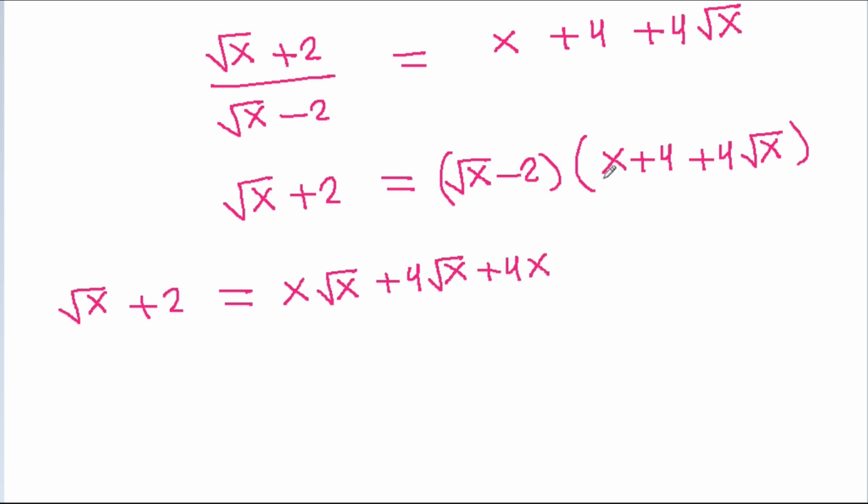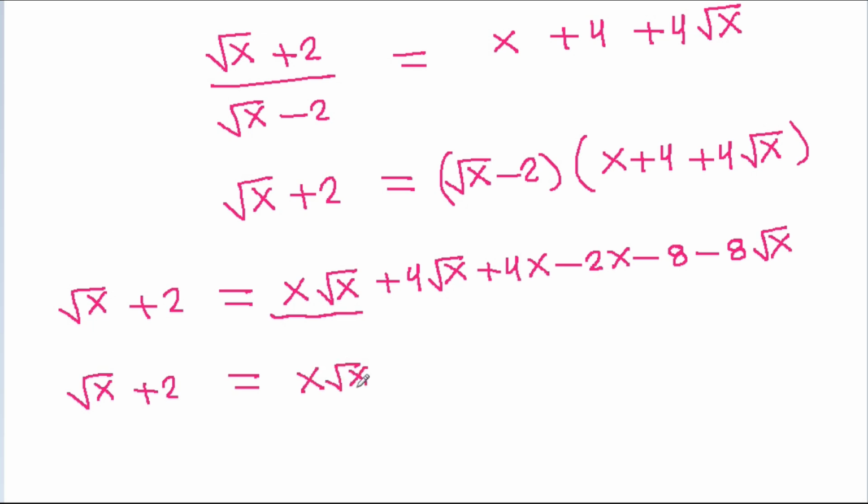And minus 2 times x will be minus 2x. Minus 2 times 4 will be minus 8. And minus 2 times 4√x will be minus 8√x. And √x+2 is equal to x√x, and 4x minus 2x is 2x.